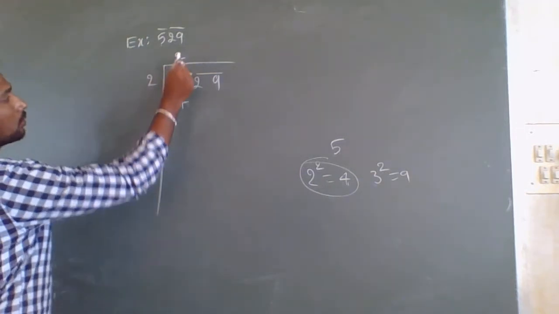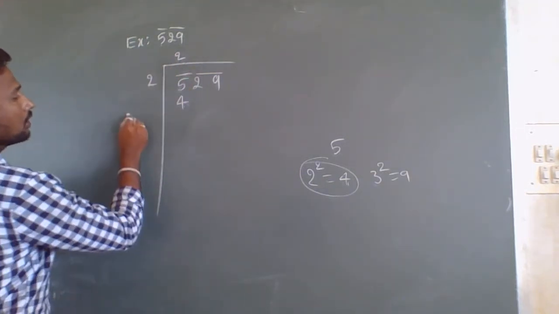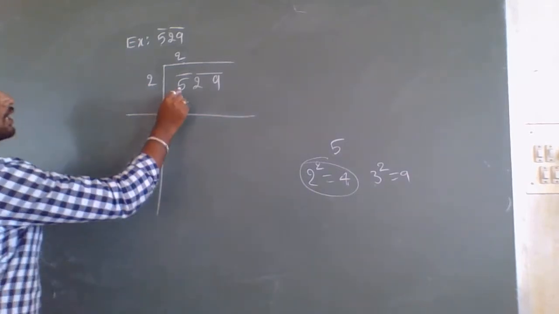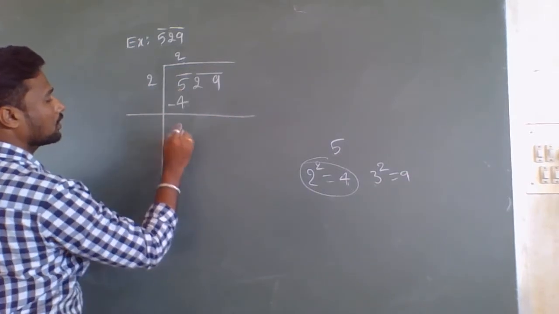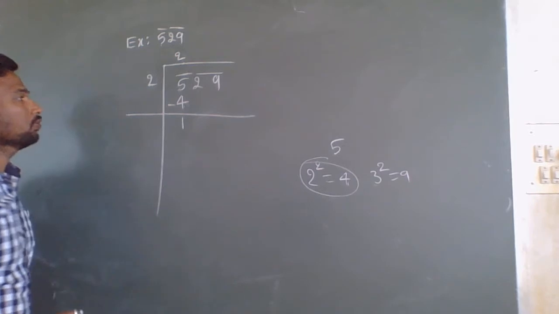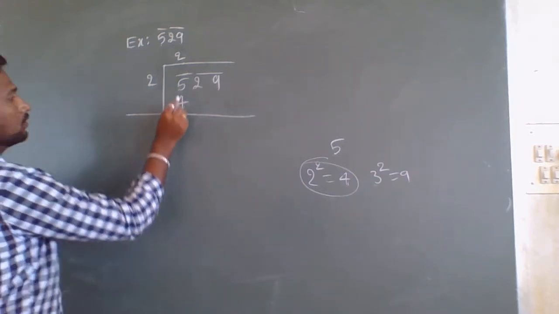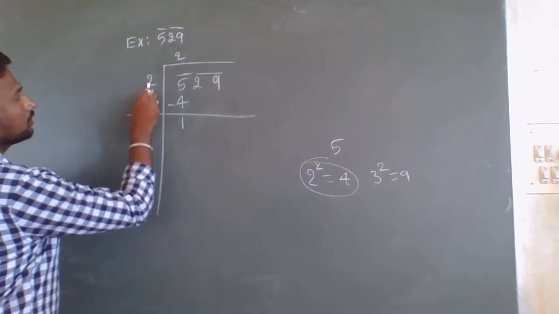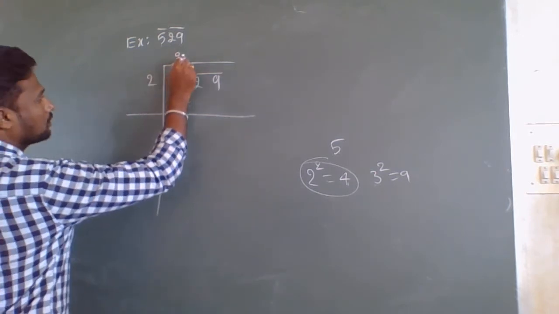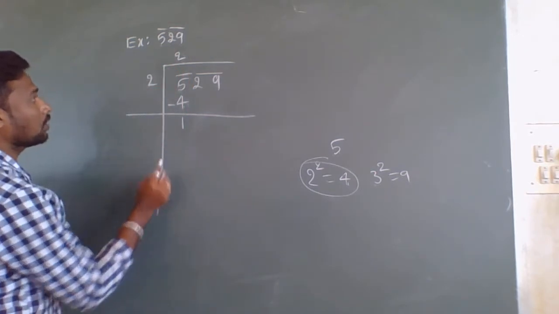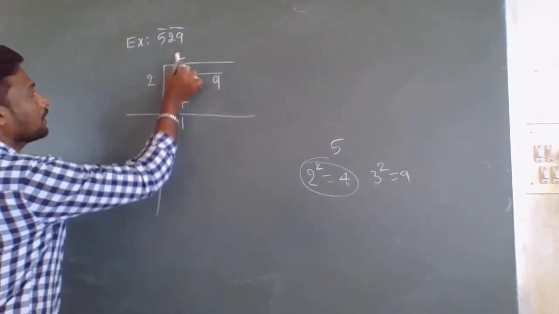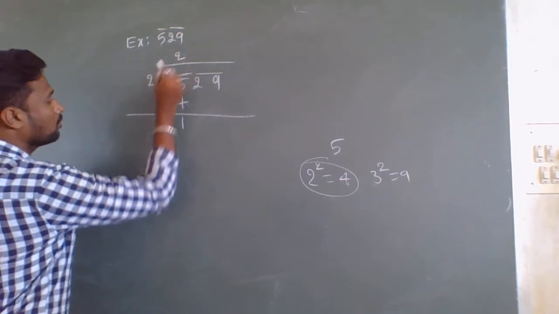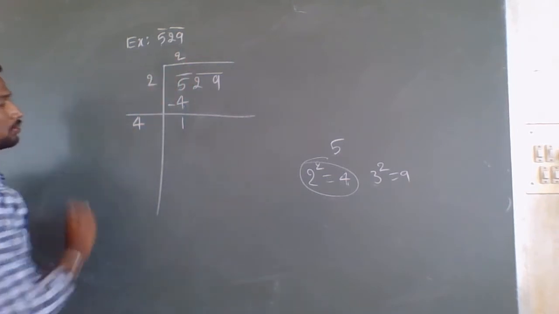So 2 into 2 gives 4 here. Now you have to subtract 5 minus 4. 5 minus 4 means what will you get? 1. Now we have to add these two values, 2 plus 2. Listen carefully to what we are doing here. We are adding these two numbers. So 2 plus 2 means 4.